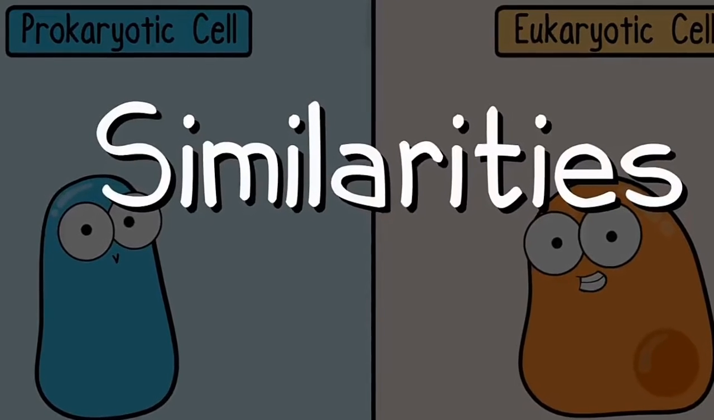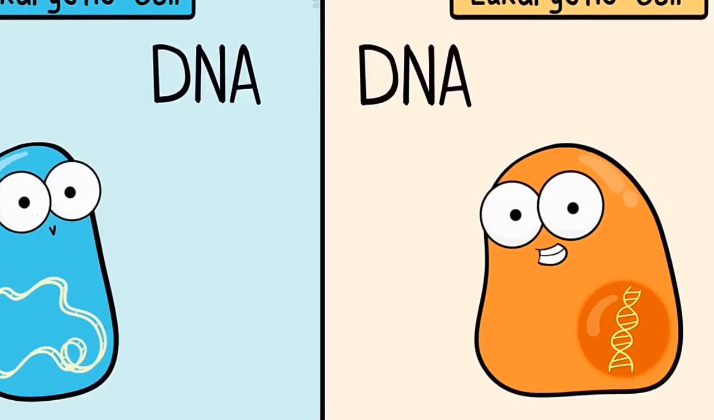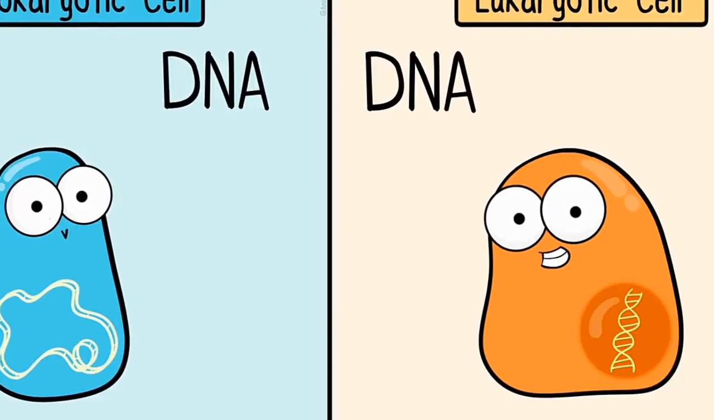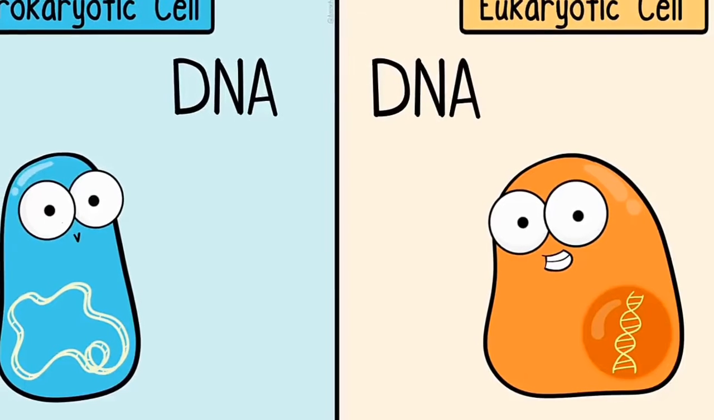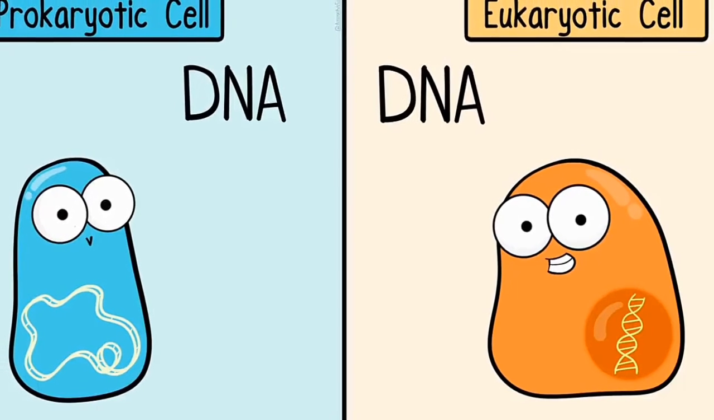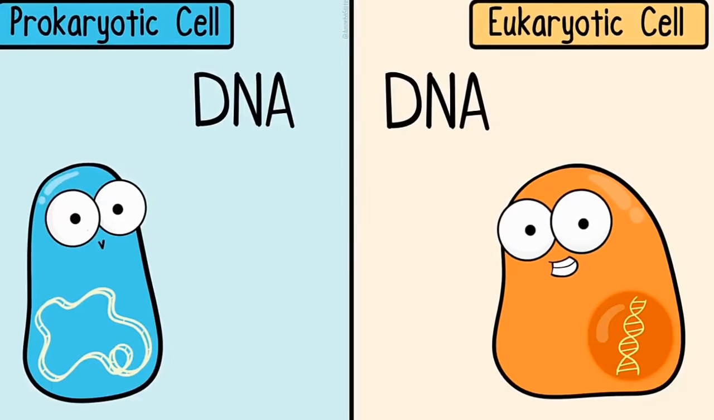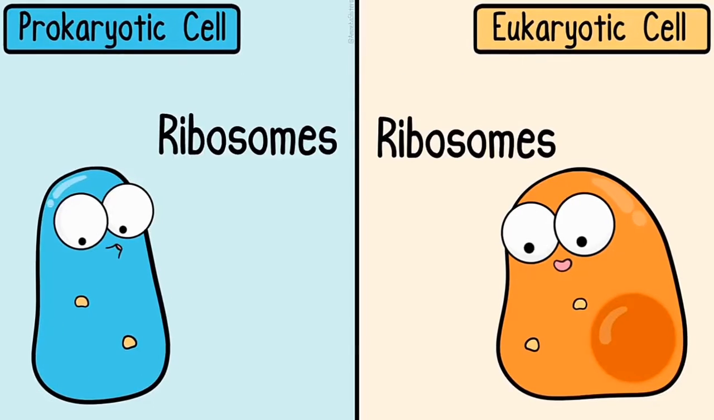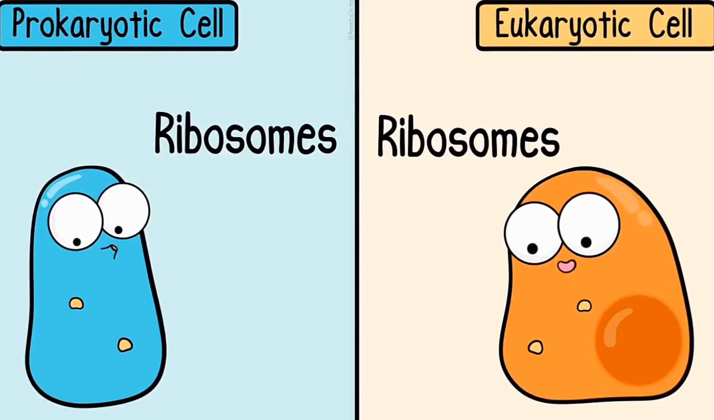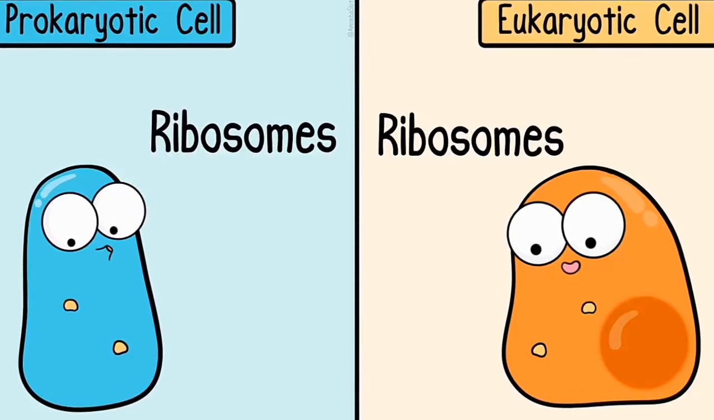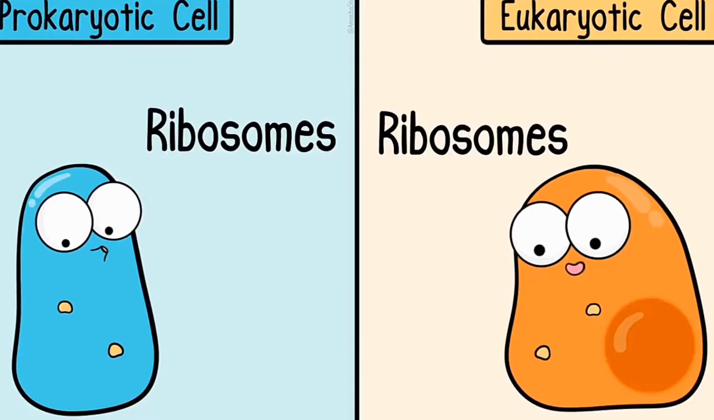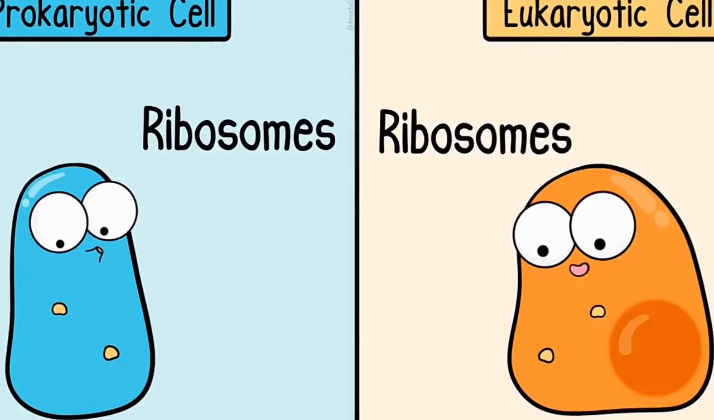The similarities. The function of the DNA is to store all information that an organism needs to develop, function, and reproduce. Ribosome is a complex molecular machine found inside a living cell that makes protein from amino acids. The process is called protein synthesis or translation.